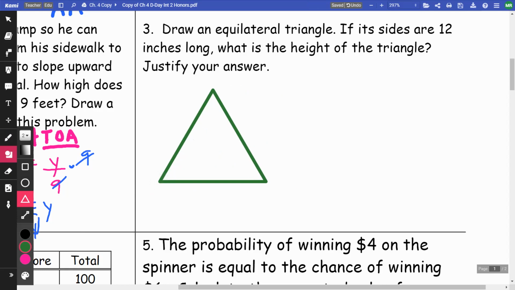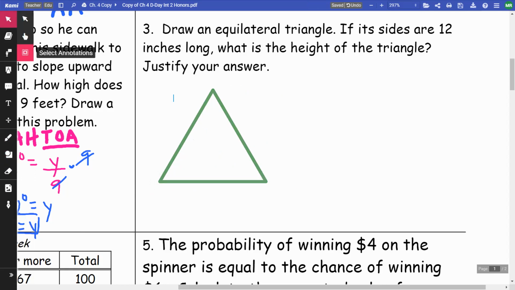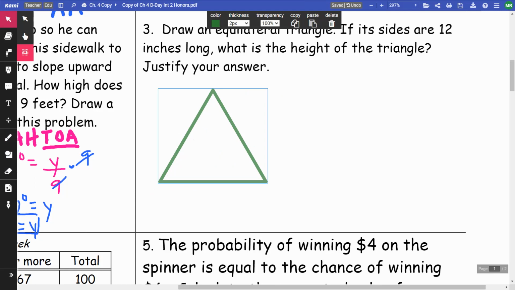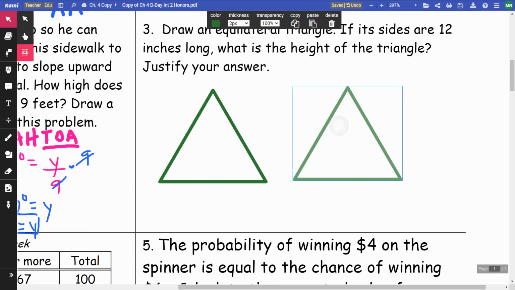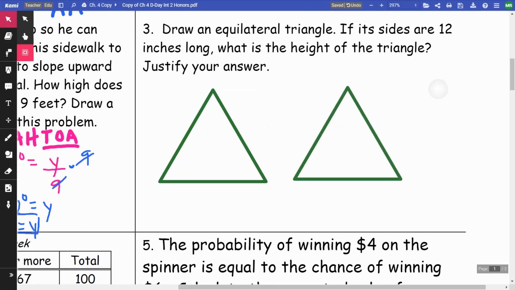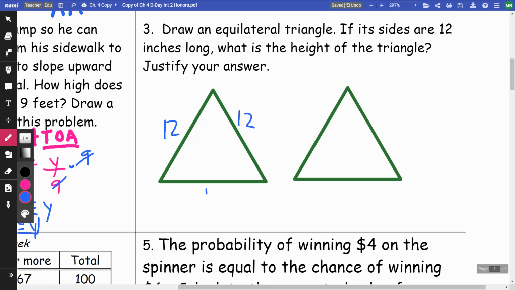Pretty close. Okay. And I'm going to actually copy and paste this. Okay, so in this situation, the sides are 12. So this is a 12, this is a 12, this is a 12. And because it's equilateral, that would be 60 degrees, that would be 60 degrees, that would be 60 degrees.